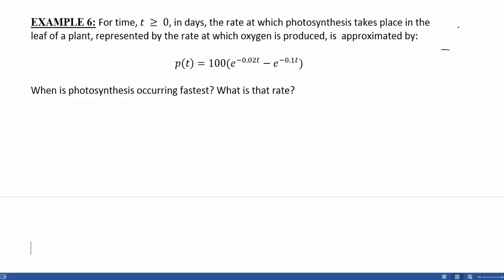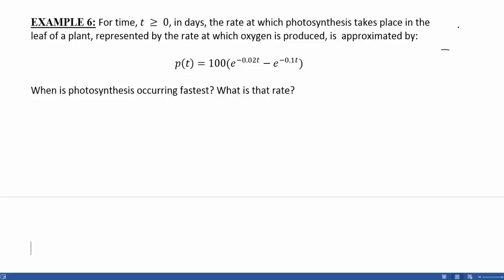For time t greater than or equal to 0 in days, the rate at which photosynthesis takes place in a leaf of a plant, represented by the rate at which oxygen is produced, is approximated by P of t equals 100 times e to the negative 0.02t minus e to the negative 0.1t. When is photosynthesis occurring fastest, and what is that rate?